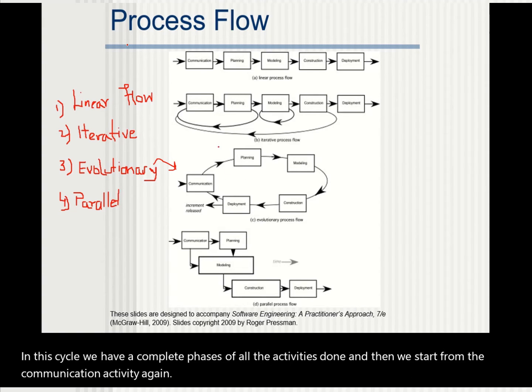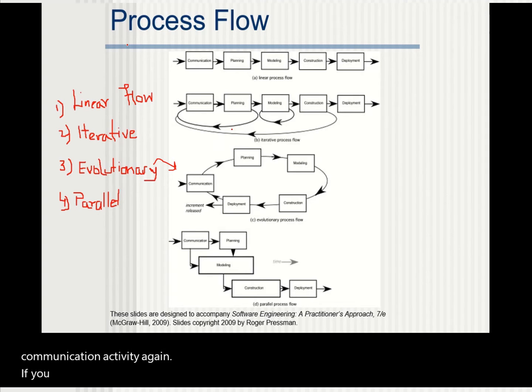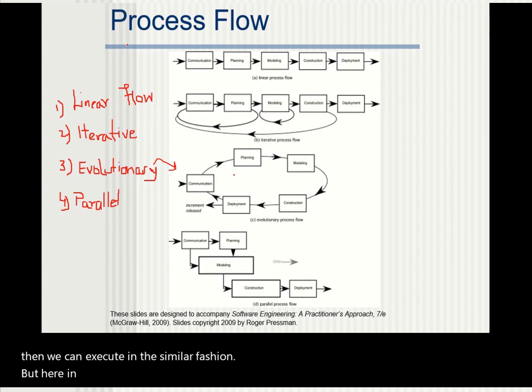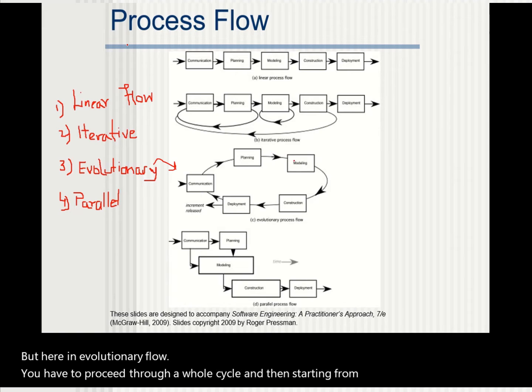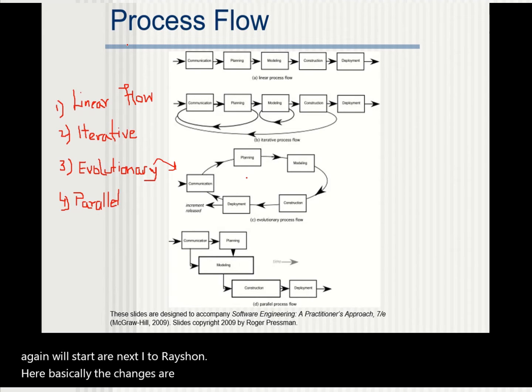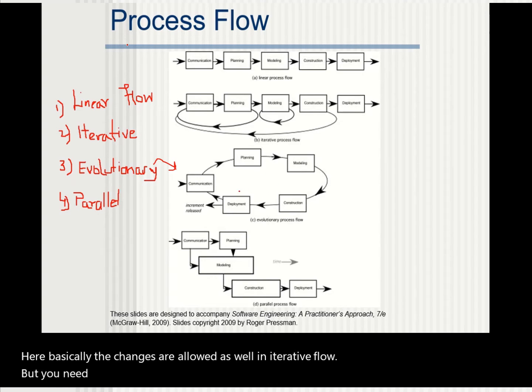Like if you remember that in iterative, we can switch from any activity to the previous one and then we can execute in a similar fashion. But here in evolutionary flow, you have to proceed through a whole cycle, and then starting from the communication, you again will start a next iteration. Here basically the changes are allowed as well, like in iterative flow, but you need to go in a complete cycle.